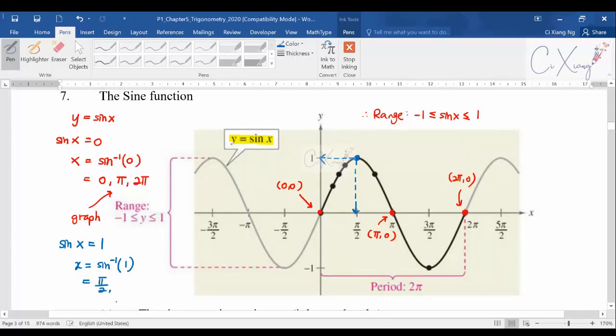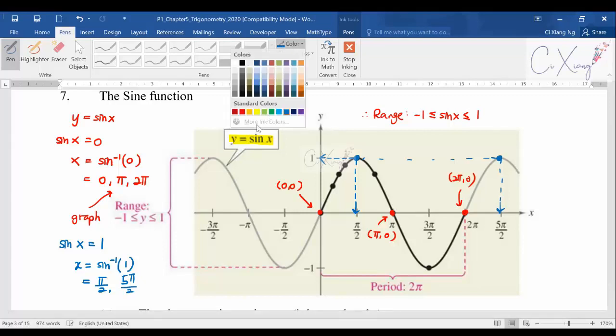But if you want to know more than one answer, or maybe the answer for more than one cycle, then generally you need to look at the graph. Where is the next value that you'll get the 1? The next value that you'll get the 1 is 5 pi over 2. So you can put it as 5 pi over 2 and so on.